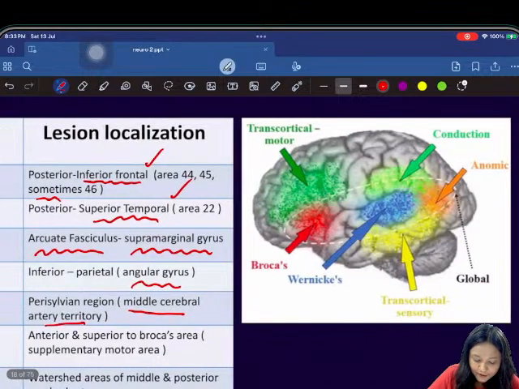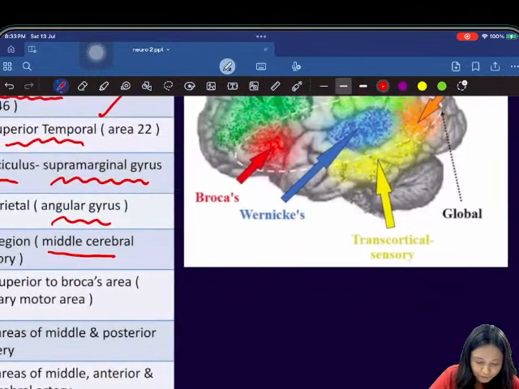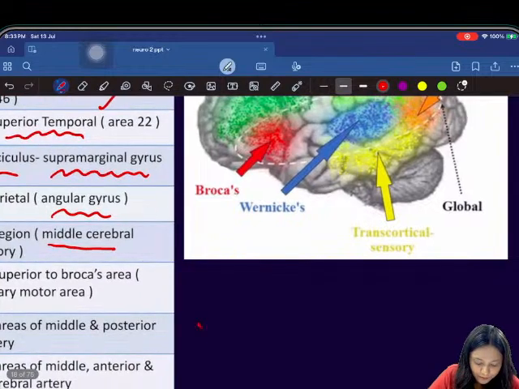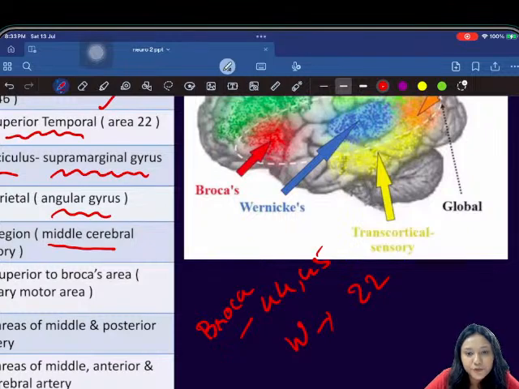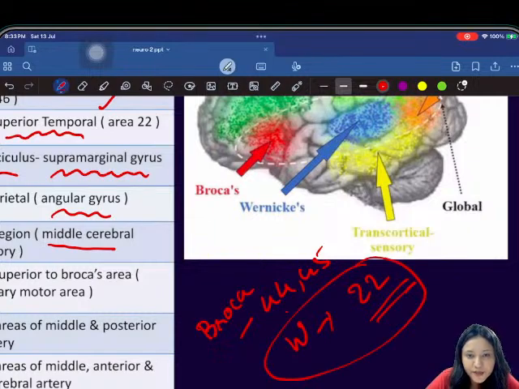Try to remember a dictum. Okay, Broca's 44, and if you divide it by 2, Wernicke's area number 22, okay. 44, 45, Wernicke's area number 22, okay. Double of Wernicke's is Broca's area, area number 44. Wernicke's is area number 22. Every time you can remember this: Wernicke's area number 22 and Broca's is its double, that is 44 and 45 as well, okay.